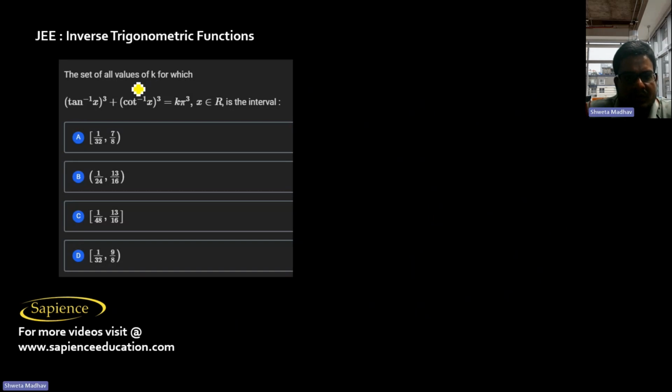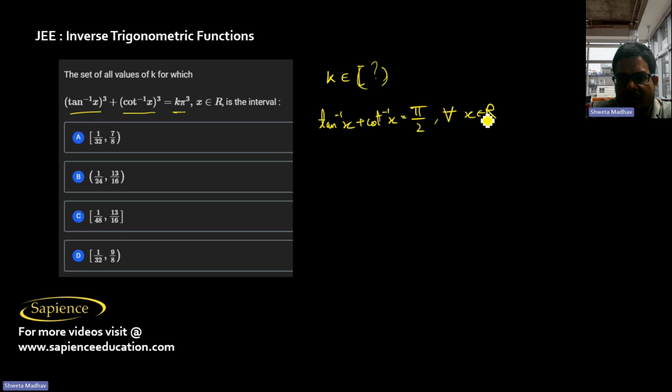And here it is told: the set of all values of k for which (tan inverse of x) whole cube plus (cot inverse of x) whole cube equals k pi cube, where x belongs to R, is the interval. So we have to find the interval for k, the set of all values of k. Now we know that tan inverse of x plus cot inverse of x is always equal to pi by 2, and it is applicable for all real numbers x. So therefore cot inverse of x is equal to pi by 2 minus tan inverse of x.